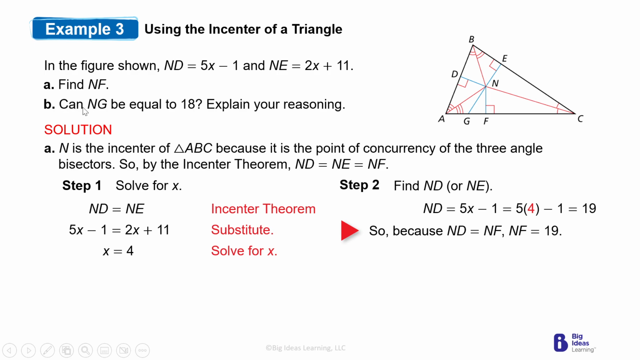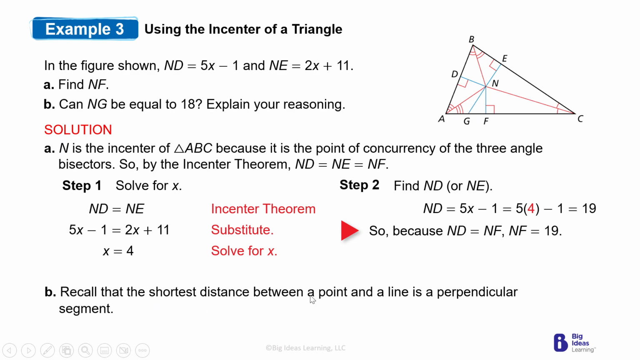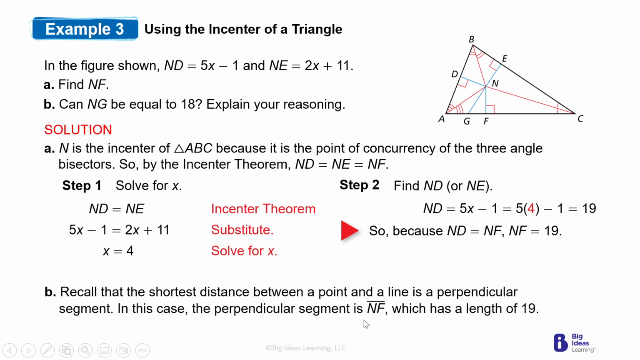In part B, it says, can NG be equal to 18? Explain your reasoning. So this line here is NG. If I know that this is 19, can this be 18? Recall that the shortest distance between a point and a line is a perpendicular segment. In this case, the perpendicular segment is NF, which has a length of 19. Therefore, because 18 is smaller than 19, NG cannot be equal to 18. So this length cannot be shorter than this length. So your answer is no, because NF is smaller than NG.